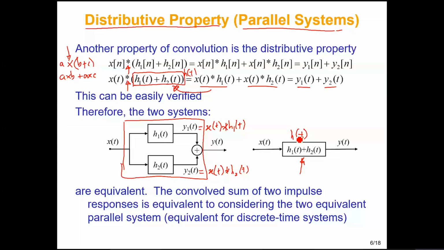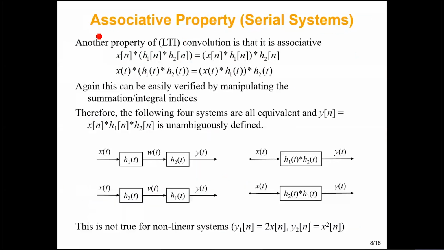So we can simplify your parallel system into a single equivalent system, and this is valid not only for two systems in parallel. We may have more than two systems in parallel, maybe 3, 4, 5. All we need to do is sum up all the impulse responses of parallel systems and get one equivalent system. So this is the distributive property that helps us in simplifying your parallel system and finding one equivalent system for that. Next, I believe we also saw the associative property, which helps us in simplifying.